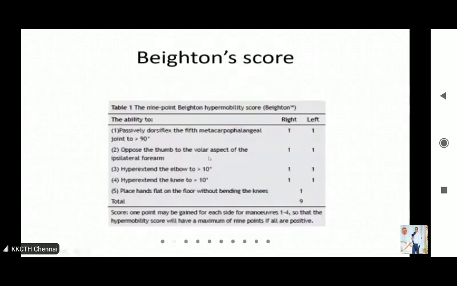So if there is 4 or more out of 9, then you give them a diagnosis of hypermobility. So there's 1 point for each of those maneuvers for each side. That's both thumbs, little finger, and hyperextension of the knees, elbows, and able to do the maneuver with the thumb. And then there's 1 point for bending and touching the floor. So total 9.